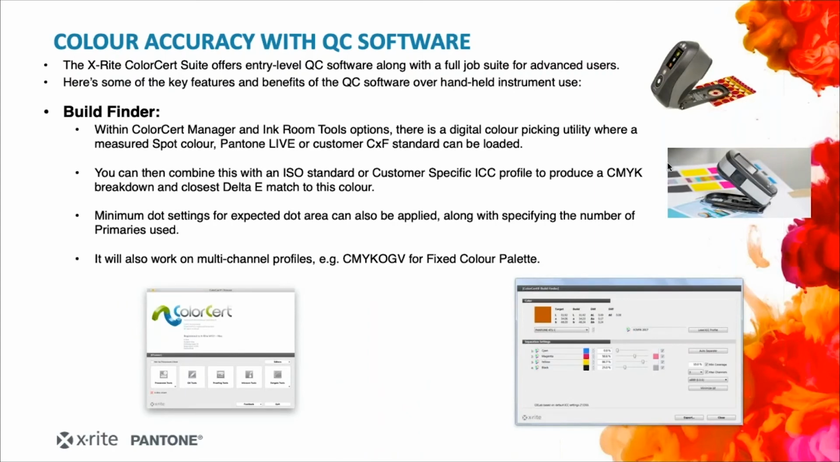And finally, one of the more useful functions in some of the software suites that ColorCert Manager gives, which is Ink Room Tools, is that there is a separate function called Build Finder. This is like a digital color picker, whereby a color standard can be measured directly from a print or brought in from the database, such as a Pantone color, and you can simply compare that color standard against any known press profile. This could be a generic ISO profile, for example, or it could be something specific to your own process.